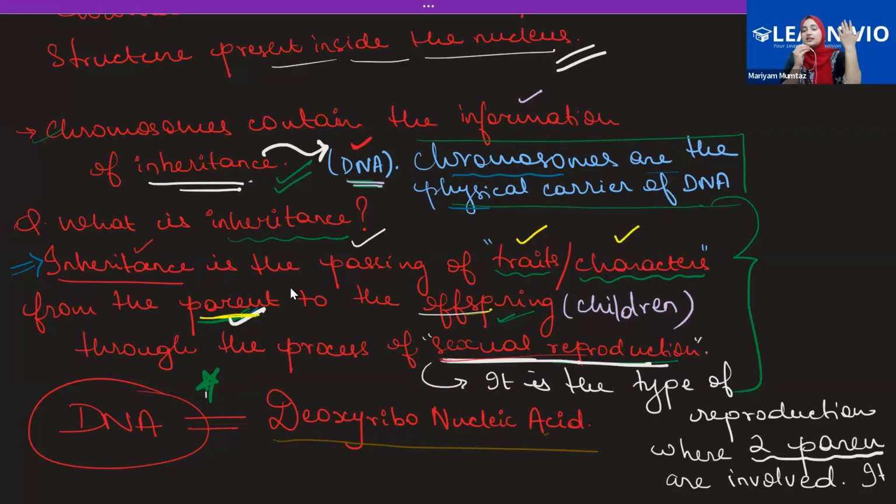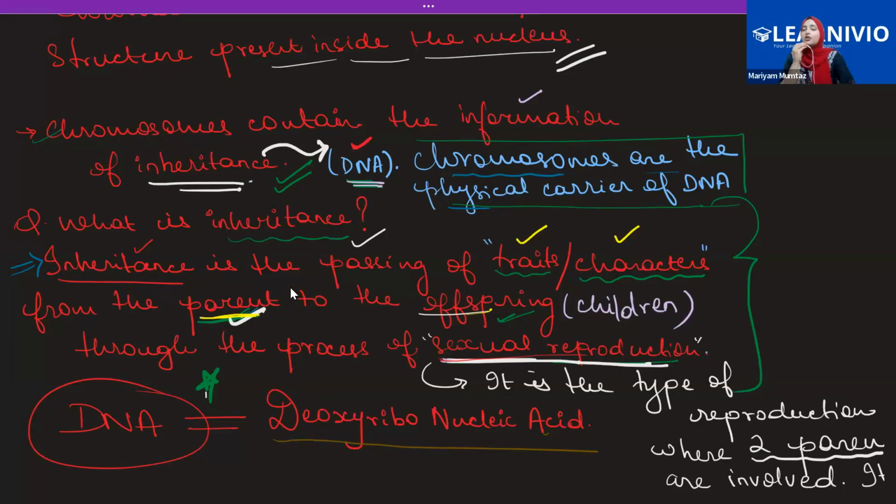And this process wherein the next generation gets the DNA or the information from the previous generation, meaning from the parents, we call it inheritance. So when we talk about inheritance, it is the passing of traits or characters or features from the parents to the offspring, that is the children, through the process of sexual reproduction. Is it clear? Yes, ma'am.